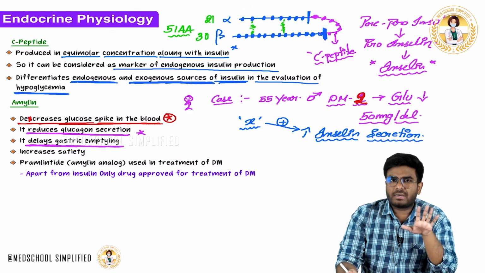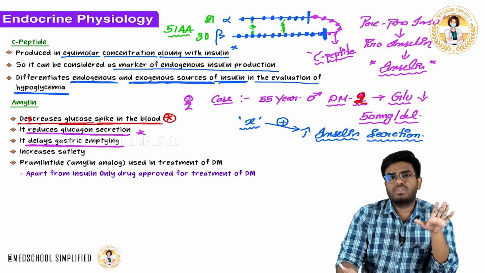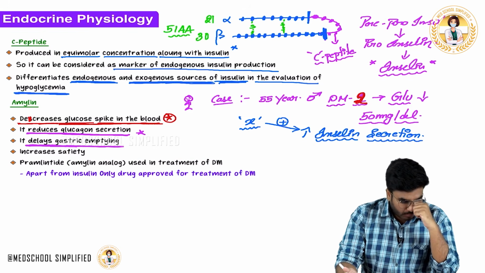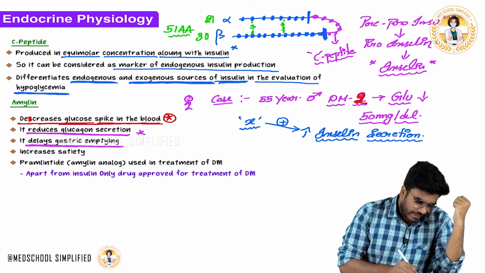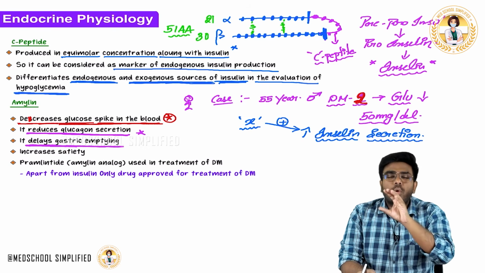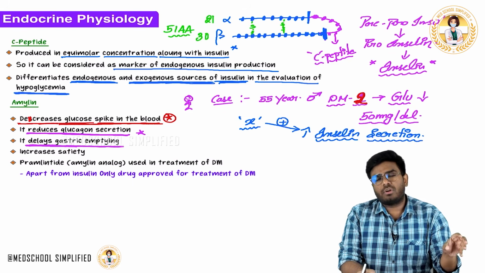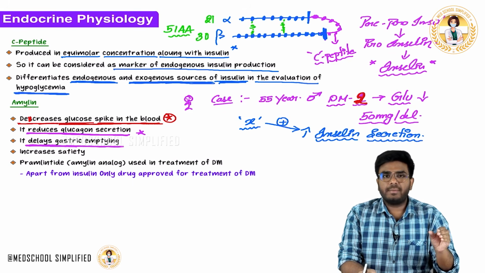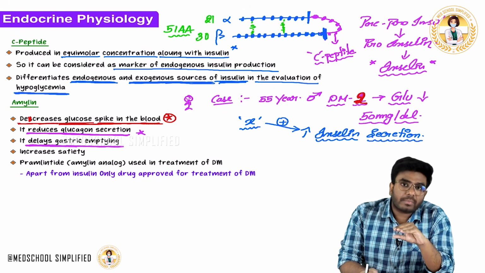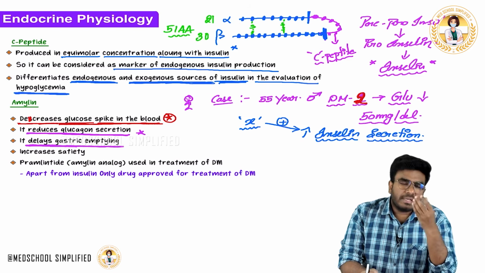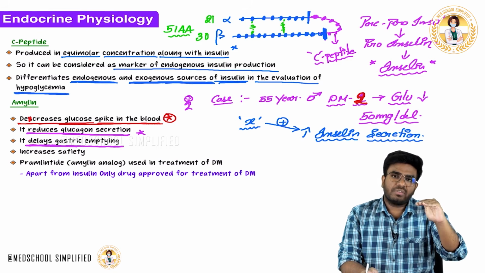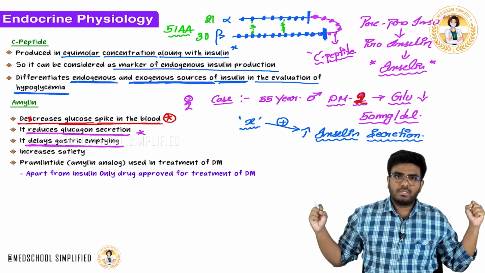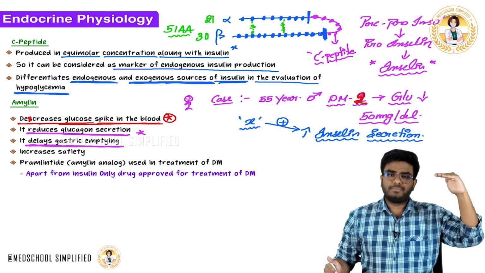We don't want that. We don't want a sudden spike of the blood glucose levels. So what is this amylin doing? It inhibits the gastric emptying. So only little by little food is going to enter from the stomach into the intestines. So little food is getting digested, so there is only a little increase in the blood glucose levels, and that glucose is going to be taken up by the cells. So there is no sudden spike.